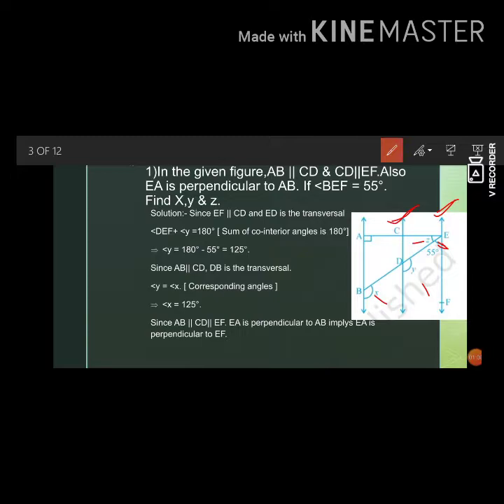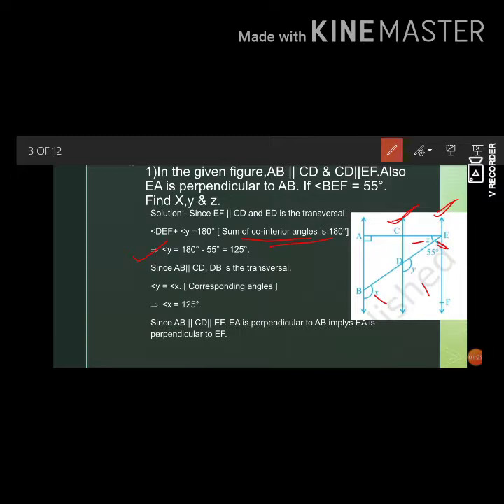Where ED is a transversal, we can say angle Y plus angle DEF is equal to 180 degrees, as the sum of co-interior angles is 180 degrees. So substituting the values of the angle and solving for Y, we get angle Y is equal to 180 degrees minus 55 degrees, that is 125 degrees.